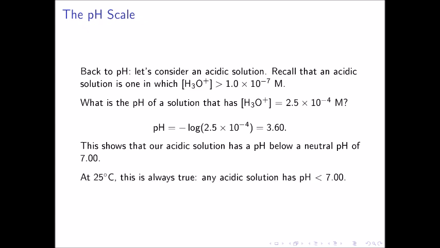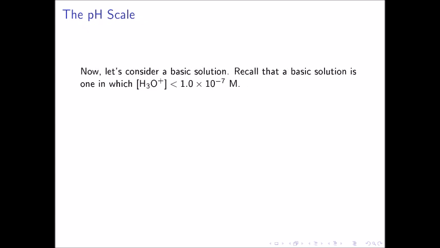In fact, at 25 degrees Celsius, this will always be true. Any acidic solution has pH less than 7. What about a basic solution? Well, recall that a basic solution is one in which the hydronium ion concentration is less than 1 times 10 to the negative 7 molar.